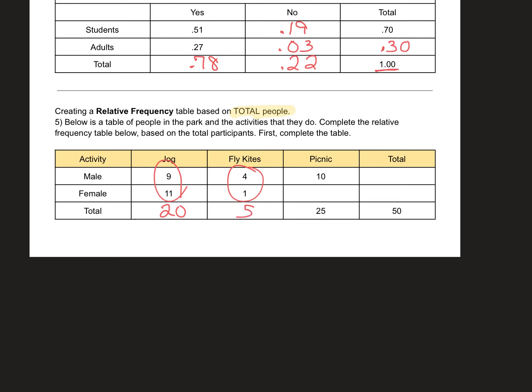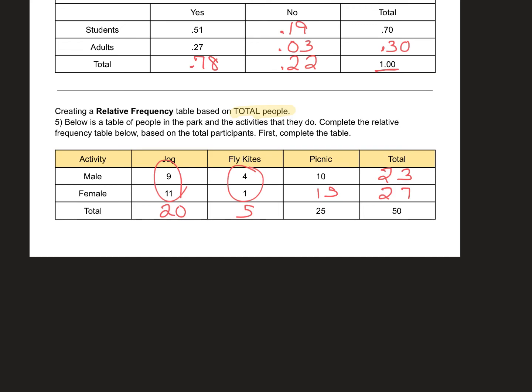My picnickers, I had 10 males. That means I must have had 15 females. And then I can just add straight across: 9 plus 4 plus 10 simply gives me 23. 11 plus 1 plus 15 gives me 27. That's not too hard.